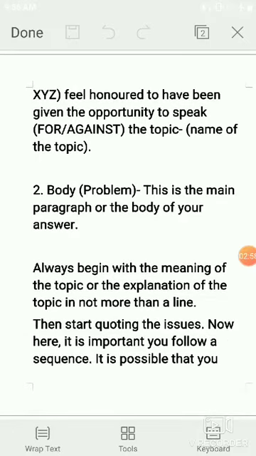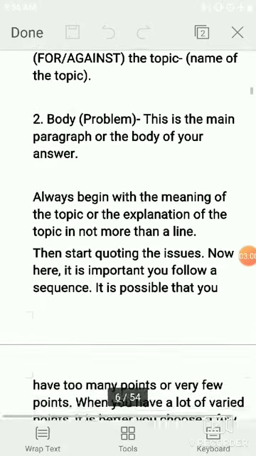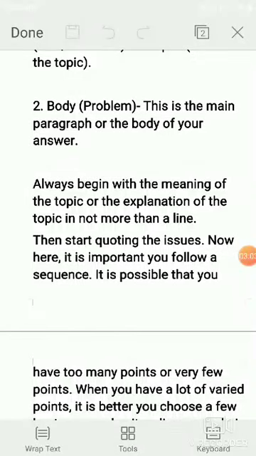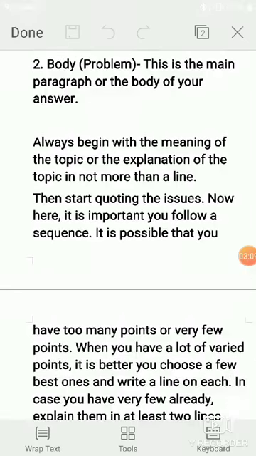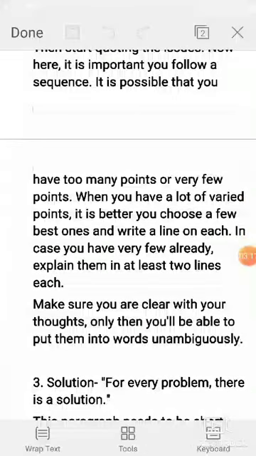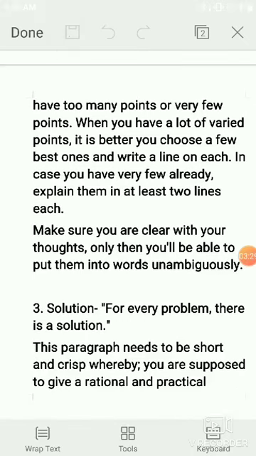The next point is the body. This is the main paragraph of your answer. Always begin with the name, meaning or explanation of the topic in not more than a line. Then start quoting the issue. Here it is important that you follow the sequence. It is possible that you have too many points or very few. When you have a lot of varied points, it is better to choose a few of the best ones and write a line on each. In case you have very few, explain them with at least two lines each. Always remember, my dear students, that we must use the best points to support our debate, because this is the time to win or lose.